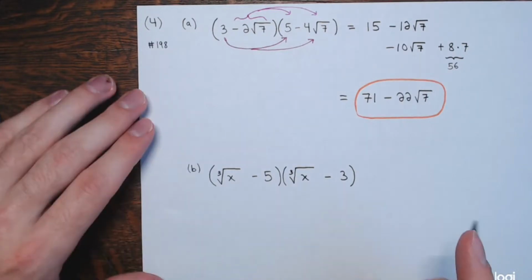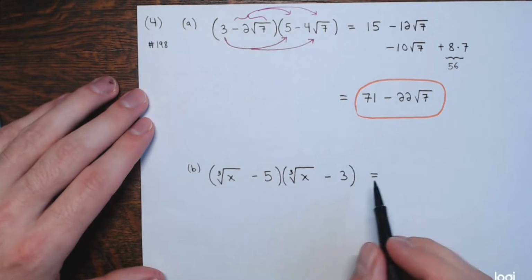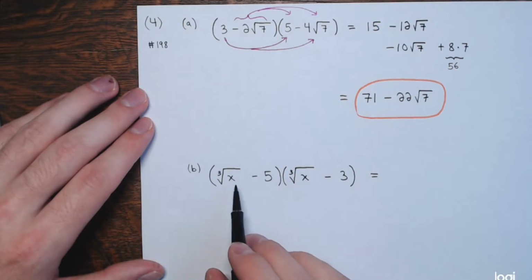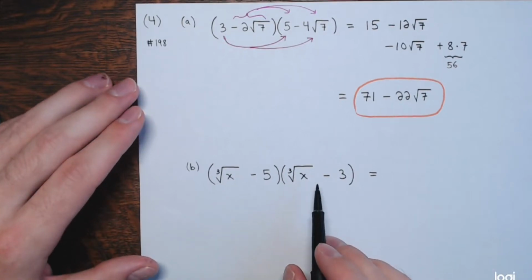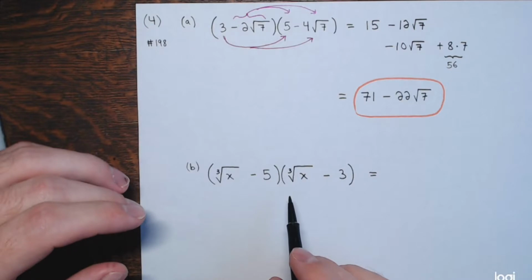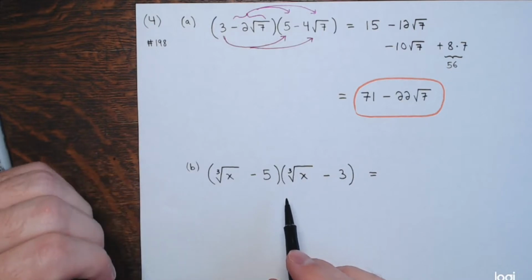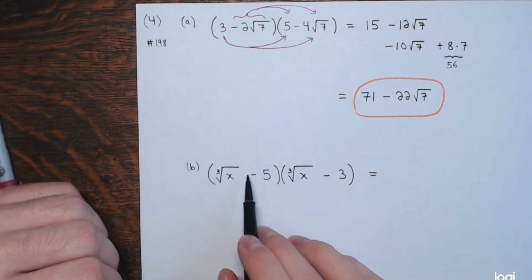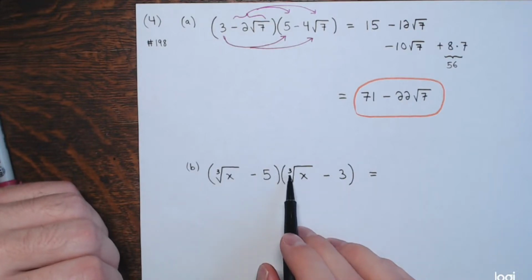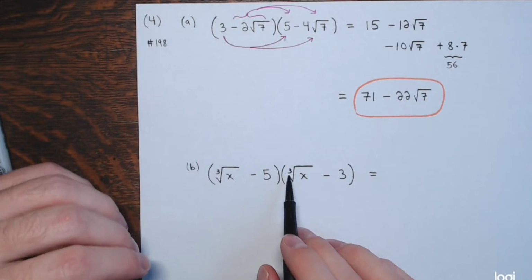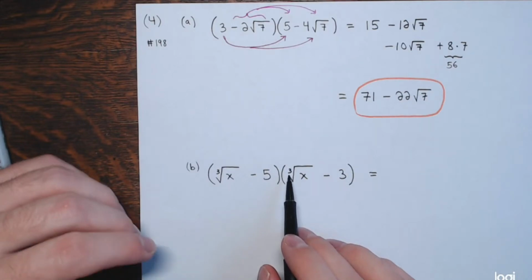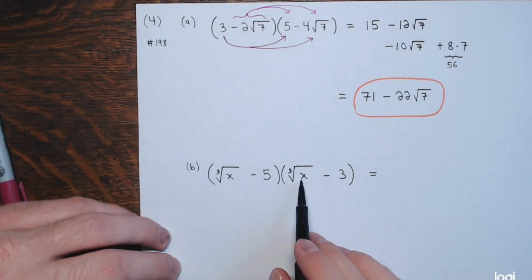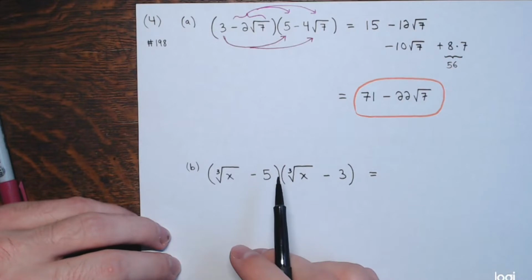Okay. Next, part B. Now we have some variables involved. And when there are variables involved, usually I like to state the domain, what's allowed to be plugged in for those variables. Now, these are both odd roots, right? Cube roots. And if you recall, you can take the odd root of any number, positive or negative, or 0. So x can be any real number, right? So I'm not going to worry about writing any restrictions.